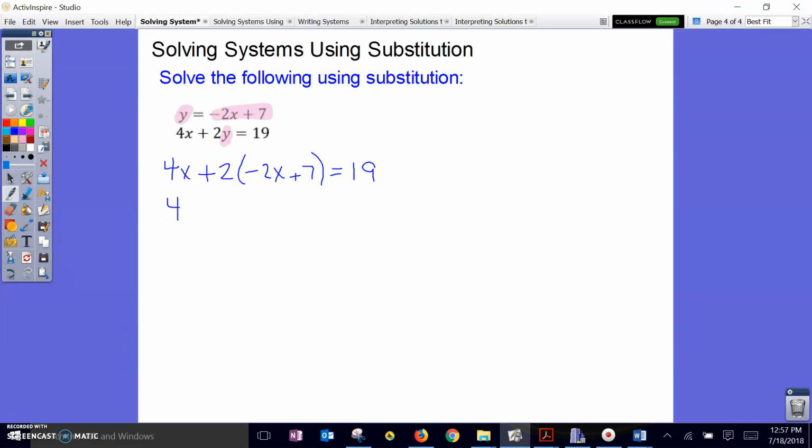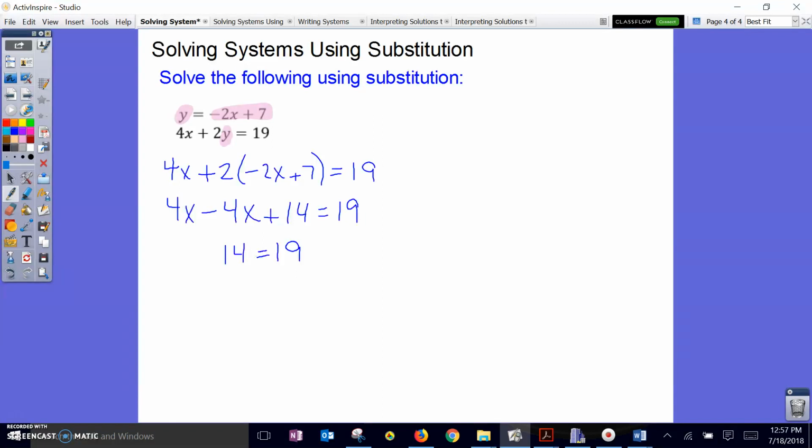And I distribute my 2 through. And I combine my like terms. Whoa, all the x's disappeared. And sometimes this happens to us when we're solving systems algebraically, and we need to understand how to interpret this. Sometimes when we make a substitution like this, we end up with a scenario where all of the x values or all of the y values disappear and we're just left with numbers.